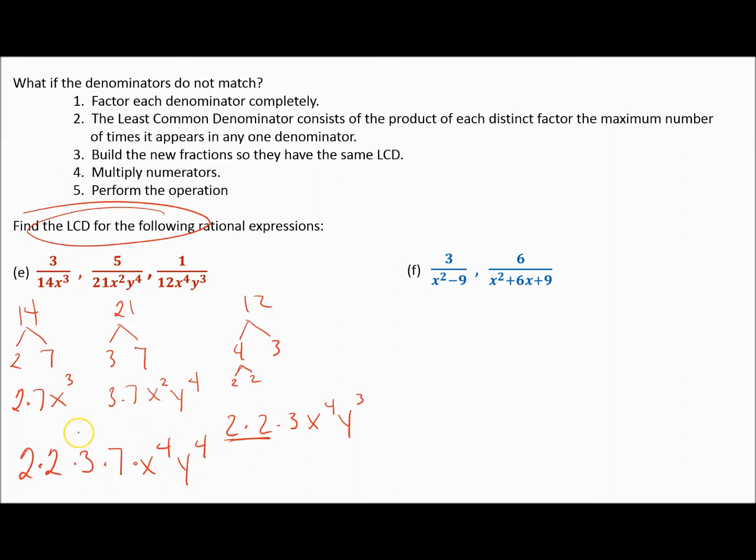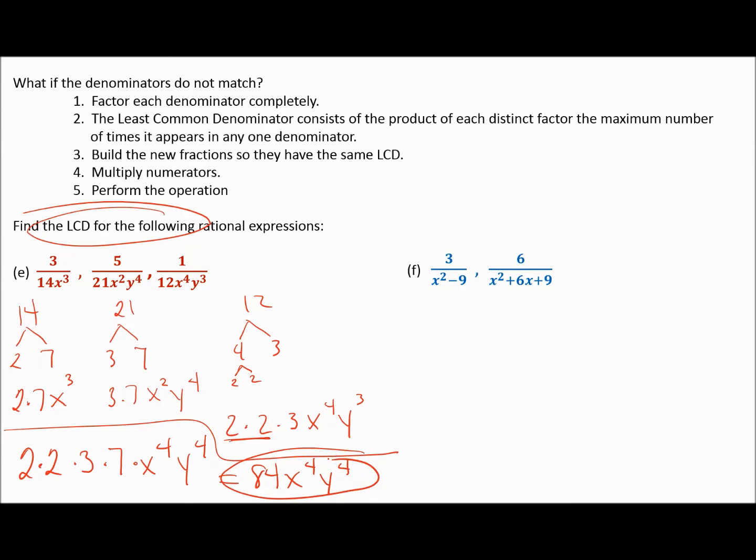If I multiply that out, by the way, all this is calculation area. If I multiply that out, it's going to give me 2 times 2 is 4. 4 times 3 is 12. 12 times 7 is going to be what? How about 84? So it's going to be 84 x to the fourth, y to the fourth. That is my least common denominator.